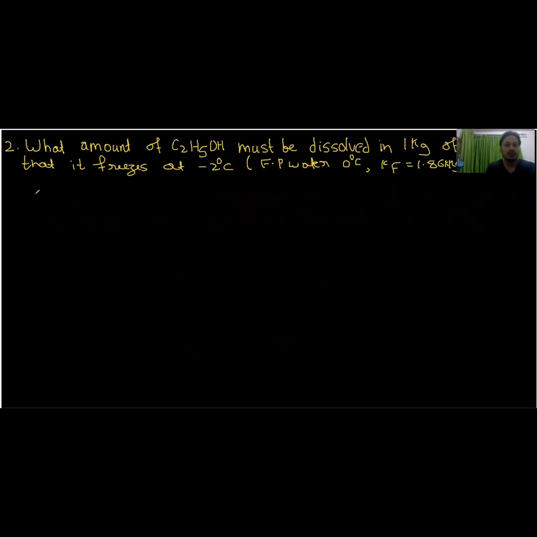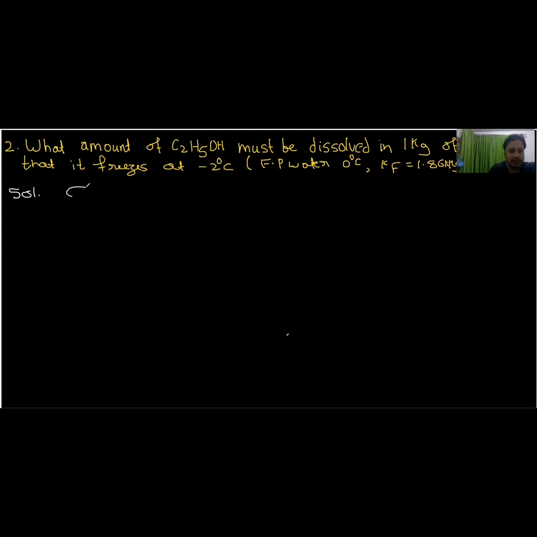Now this is the question based on the depression in freezing point, the second colligative property. So we are going to solve this question. What amount of ethanol must be dissolved in 1 kg of H2O so that it freezes at -2 degrees centigrade? The freezing point of water you all know, that is 0 degrees centigrade, and the Kf value, the depression in freezing point constant, is given as 1.86.